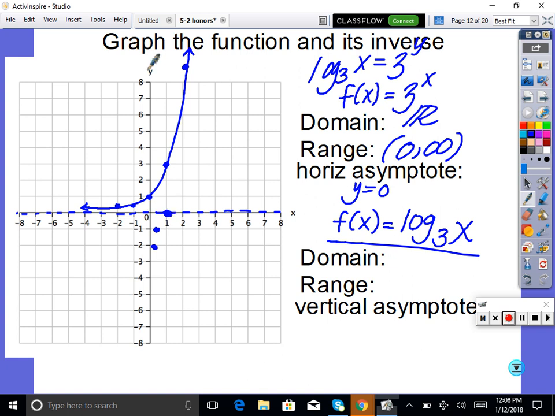I should have drawn in my asymptote first, to be honest. Then over 1 up 3, so over 3 up 1. Over 2 up 9, so over 9 up 2 units. And now I can draw that in.